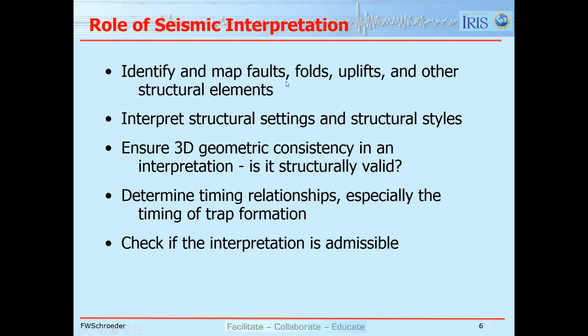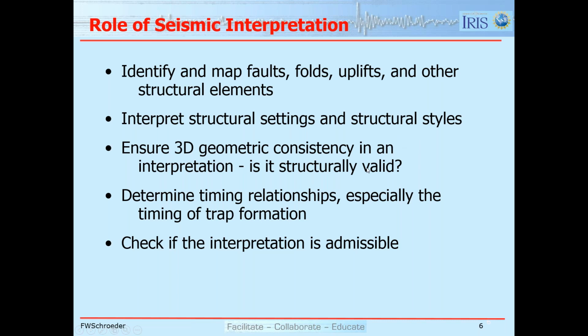So in terms of seismic, we can use the seismic in our structural analysis to try to identify and map faults, folds, uplifts, and other structural elements. We can interpret structural settings, such as, is it an extensional basin, is it a compressional or collisional basin, is it a strike slip basin? And then we can also interpret structural styles, and I'll talk more about and define what I mean by structural styles in a few minutes.